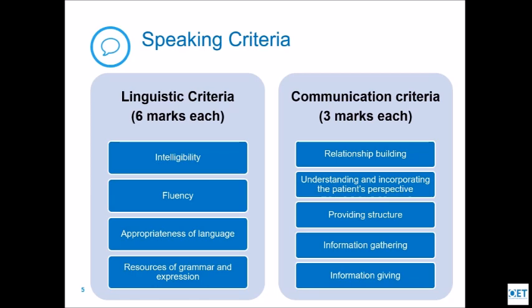The first criterion is intelligibility, and this means how well the interlocutor or the role player can understand you, how well you could be understood. So that could include pronunciation maybe, or your articulation. It means how you pronounce the words and how you hold your mouth.